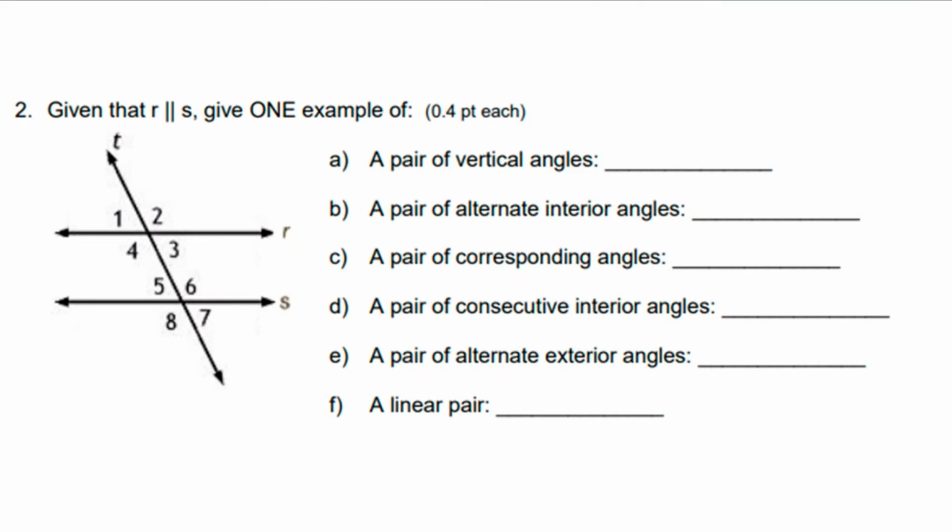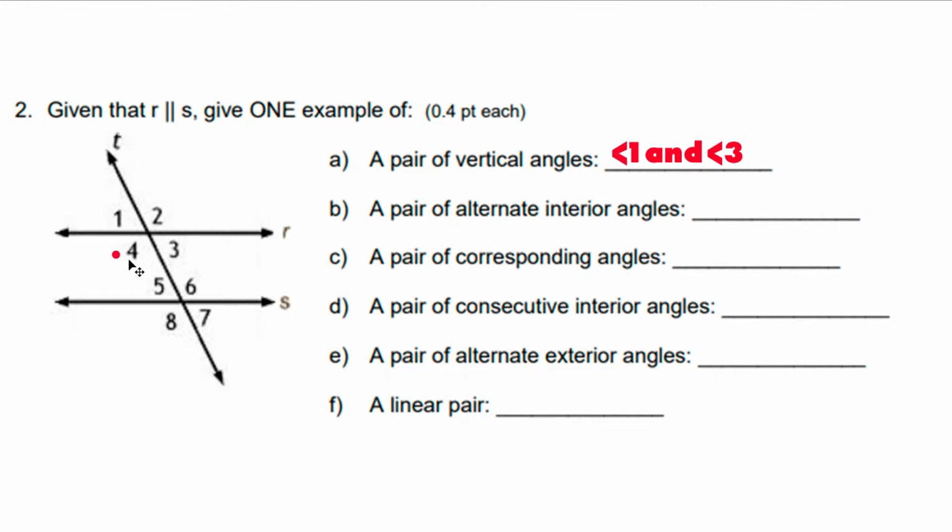Okay. So this question is basically asking us to find pairs of different angles using only this image. So let's go. A pair of vertical angles. Vertical angles right here could be angle 1 and angle 3, or angle 2 and angle 4, or angle 5 and angle 7, or angle 6 and angle 8. But I'm gonna go ahead and only write angle 1 and angle 3 because we only need to find one pair, okay? Only a pair.